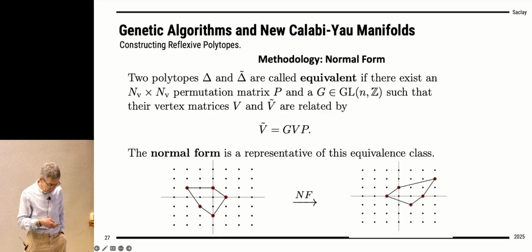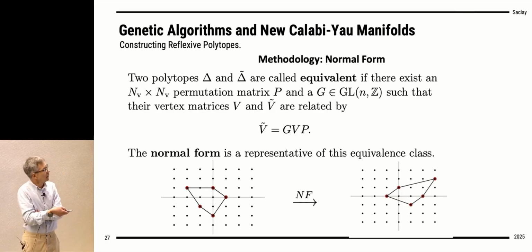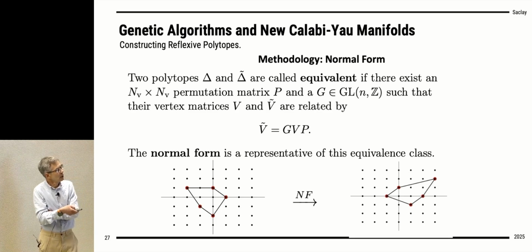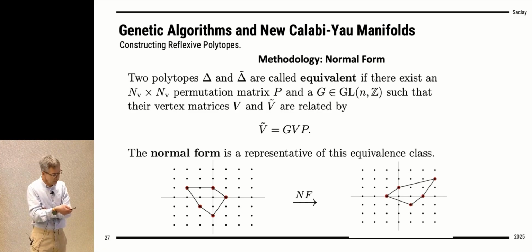The other thing that you have to take into account is the fact that there are polytopes that are equivalent up to permutations. Obviously, we don't care about the order of the vertices, or if there's a GL(n,Z) transformation that relates the vertices. So we have to take this into account and compute the so-called normal form.